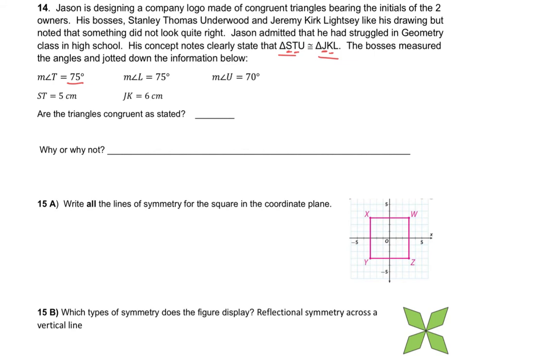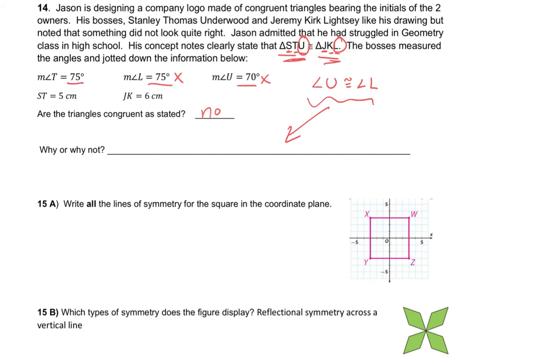I don't know. Does U match L? Does angle U match angle L? And that's a no. It doesn't. So angle U does not match angle L, so he made a mistake. Are the triangles congruent? No. Why or why not? Because if they were, then angle U would be congruent to angle L. So that's the why not.